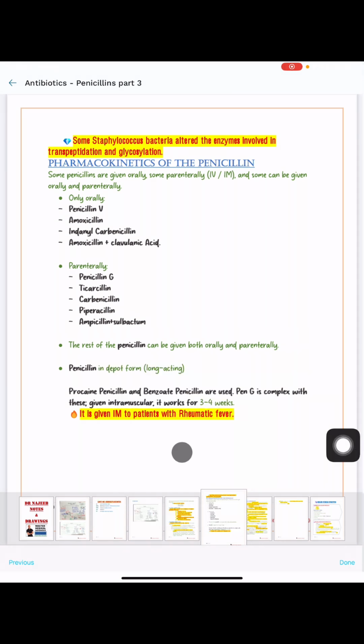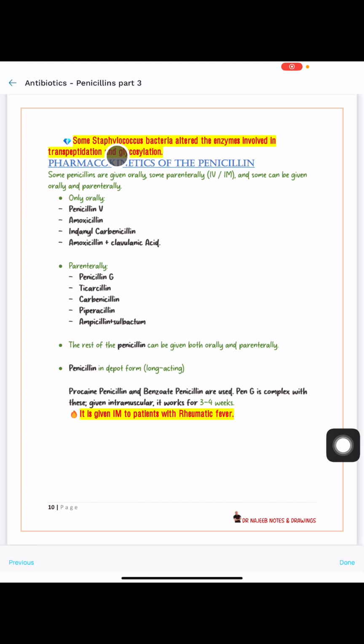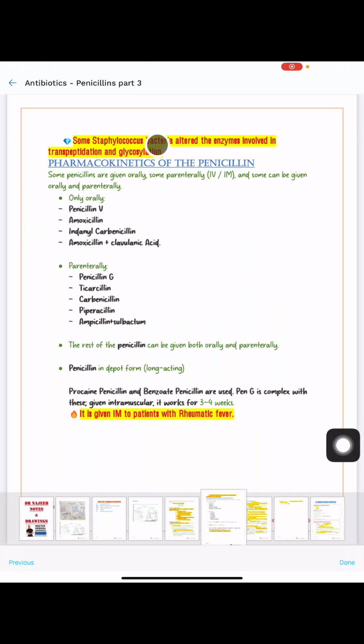Here is some Staphylococcus bacteria that altered the enzymes involved in transpeptidation and glycosylation. So this is one more thing that the bacteria have done: they have completely altered the enzyme only. Then the pharmacokinetics of penicillin.